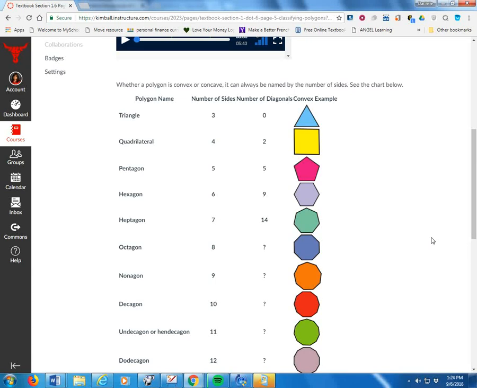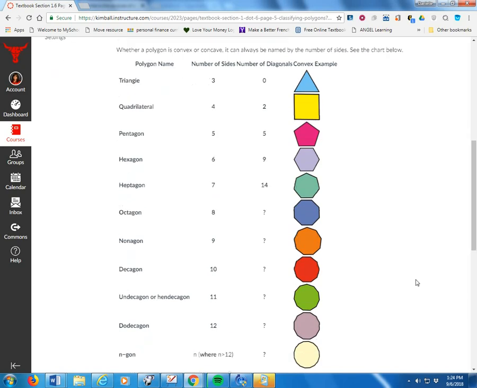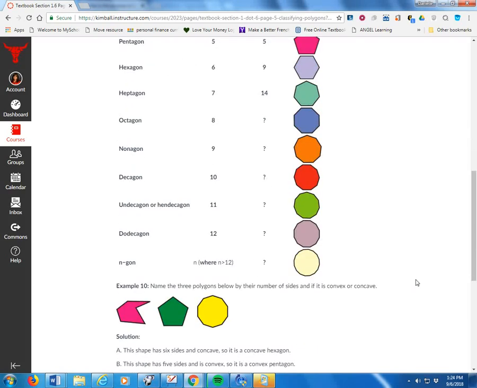Are we going to have to memorize any of those? Well, yeah, if it's got 5 sides, I need you to know it's a pentagon. The dodecagon is 12. Decagon is 10. Once you get beyond 12, they'll usually call them an n-gon, like a 13-gon, a 20-gon. That's how they name them.